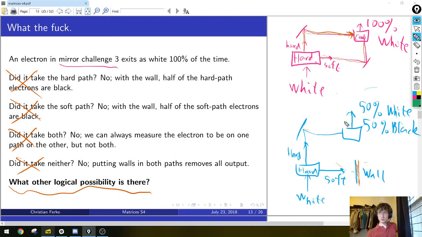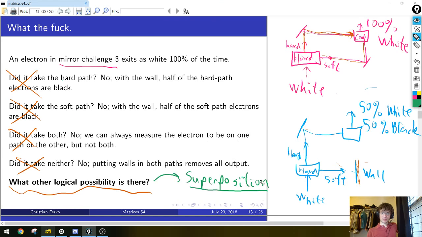So in physics, whenever there's some new logical structure that we cannot understand with our classical intuition, we simply define a new word and work from there. So, as we'll see, the word we use for what the electron is doing is superposition. The electron moved in a superposition of both the hard and the soft paths.